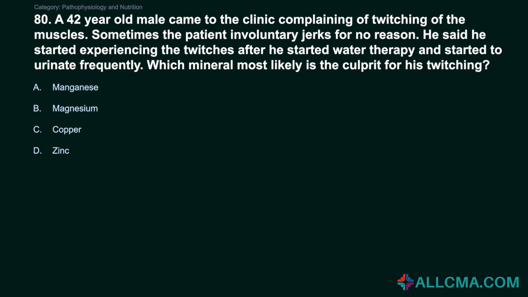80. A 42-year-old male came to the clinic complaining of twitching of the muscles. Sometimes the patient involuntarily jerks for no reason. He said he started experiencing the twitches after he started water therapy and started to urinate frequently. Which mineral most likely is the culprit for his twitching? A. Manganese. B. Magnesium. C. Copper. D. Zinc. Correct answer, B.